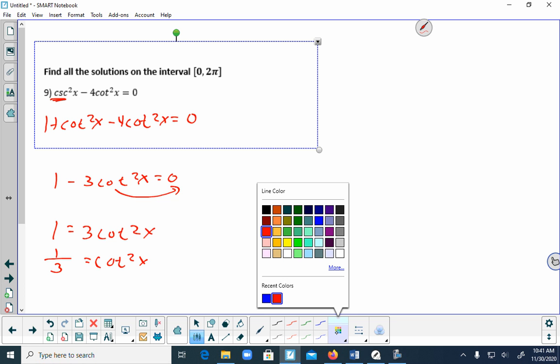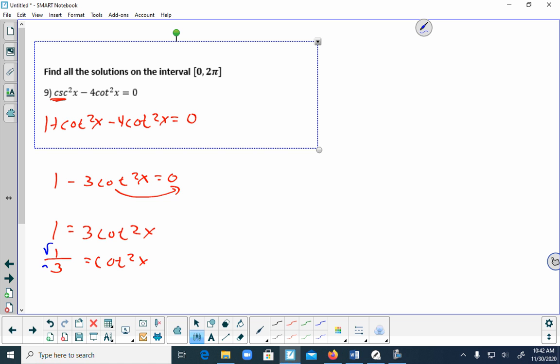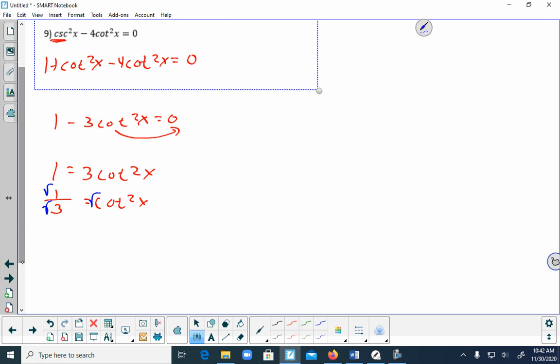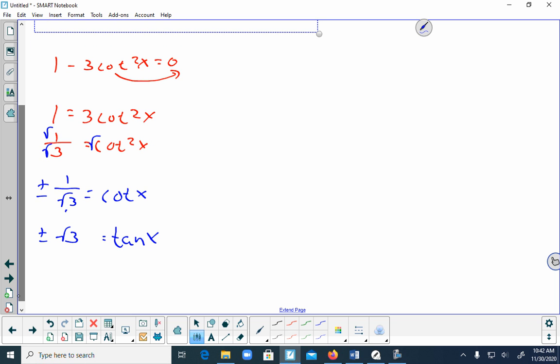Taking the square root of everything, I'm going to have plus or minus 1 over the square root of 3 is equal to the cotangent of x. Probably don't have the cotangent of x written on my unit circle, so I'm going to take the reciprocal, which would be the tangent of x. And so taking the reciprocal of this, I'm going to have plus or minus the square root of 3. So now I'm asking myself, when is the tangent equal to plus or minus the square root of 3? And that's going to be anything with a denominator of 3.